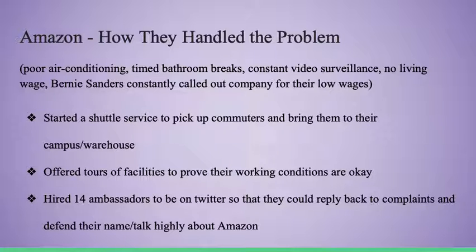When Amazon's issues were made public, they actually made it known that they were not afraid of having people tour their facilities all around, ensuring that they were treating everyone fairly and that they had nothing to hide from the public eye. Amazon also went to the extent of hiring up to 14 ambassadors to take to Twitter and respond to people making poor comments about their organization.